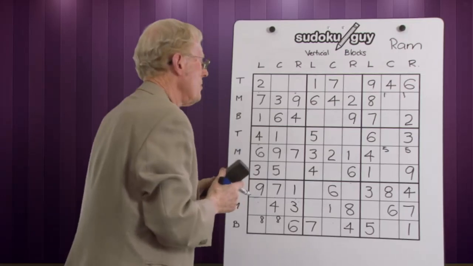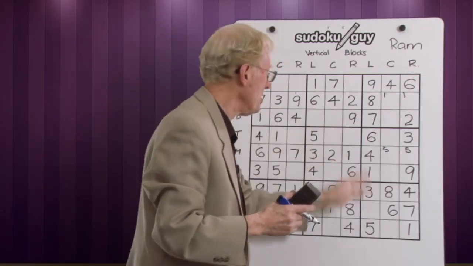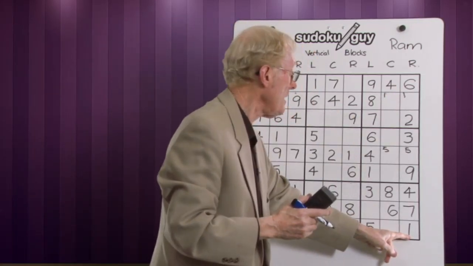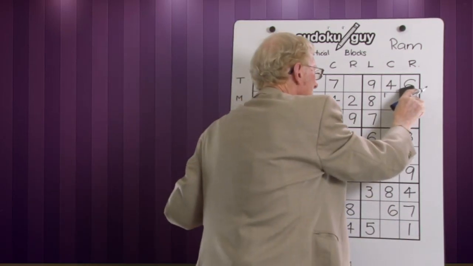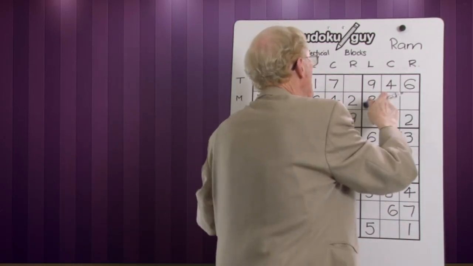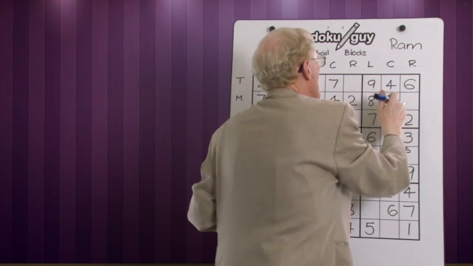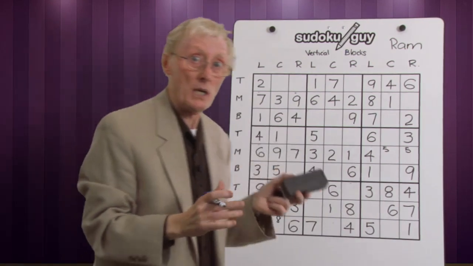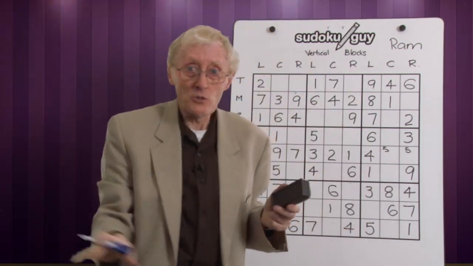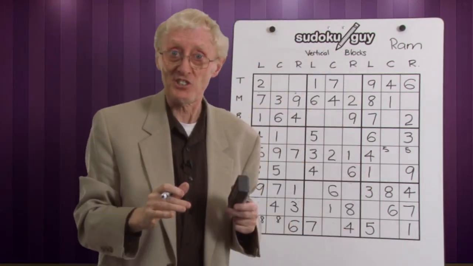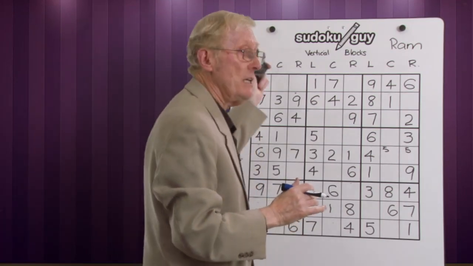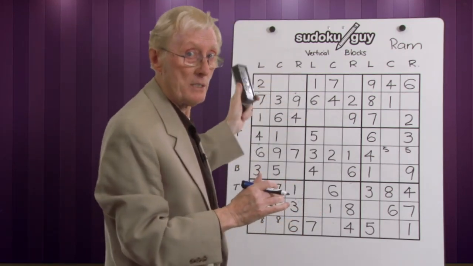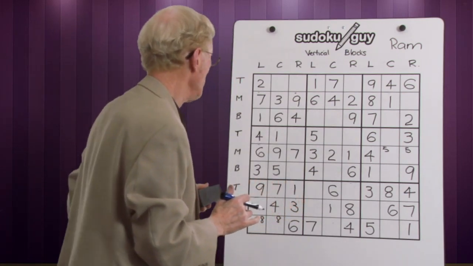Now let's look down. Same principle, you look down, oh, there's a 1 here. So that cancels out this 1, and therefore this one becomes the 1. Was that ever neat, seeing the ramification of that? You know, sometimes you can go right around the whole puzzle filling in numbers just because of ramification. Using the top, middle, bottom and LCR, left, center, right system.